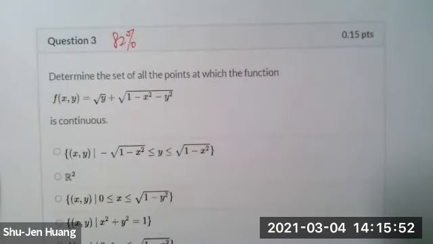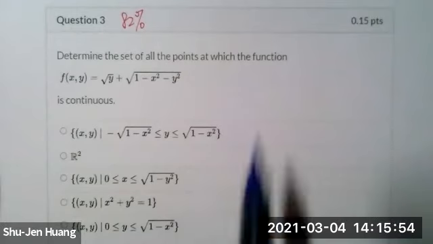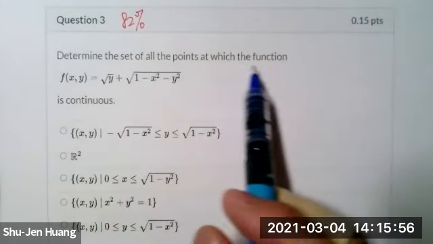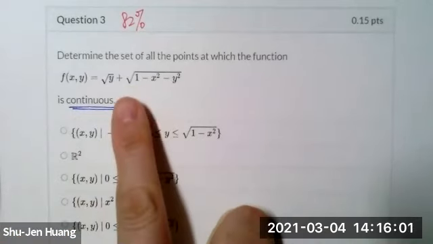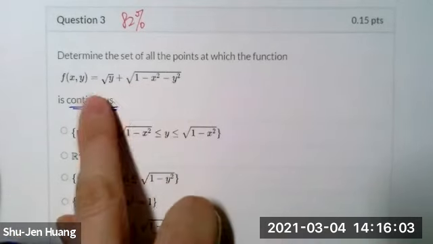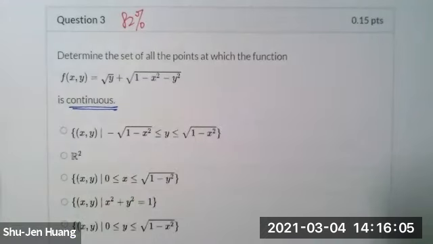And let's move on to question number 3. We want to determine the set of all points at which the function is continuous. Because the function we have here, both parts are square root functions. And from Calc 1, we know the square root function is continuous on its domain.